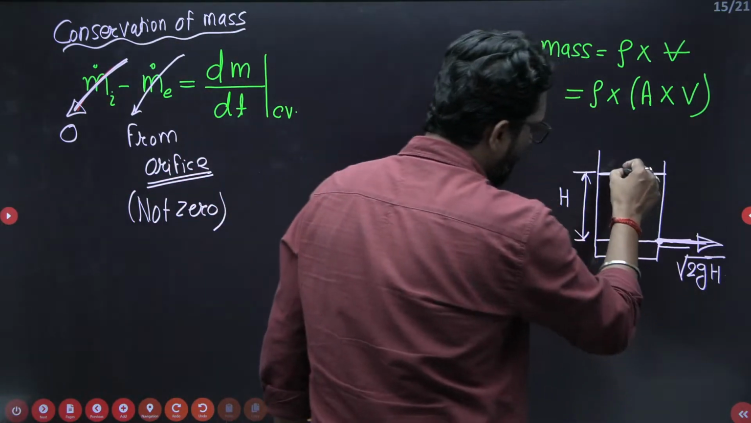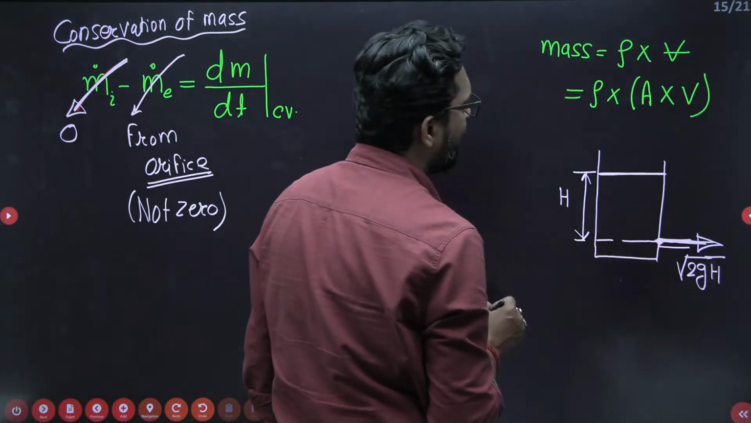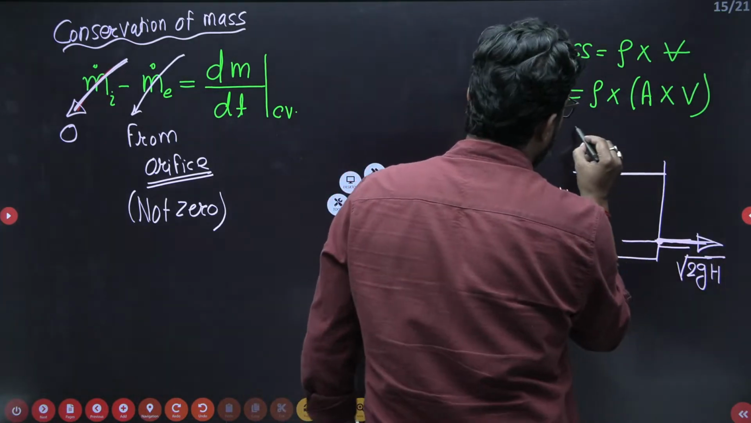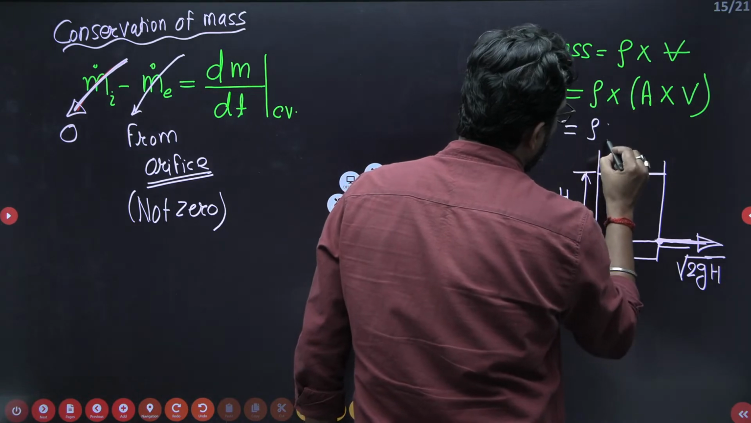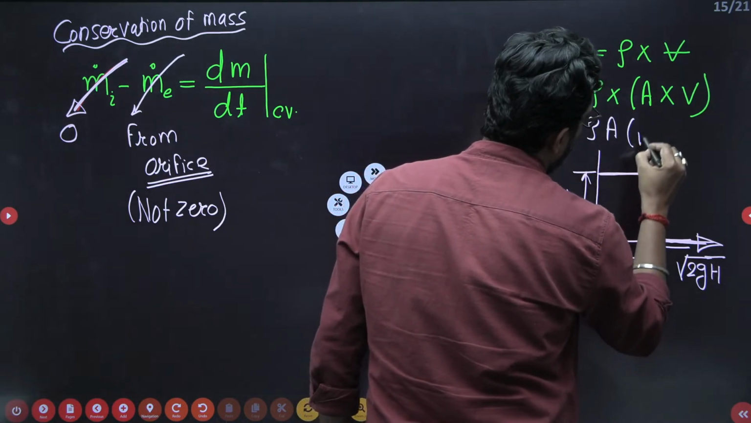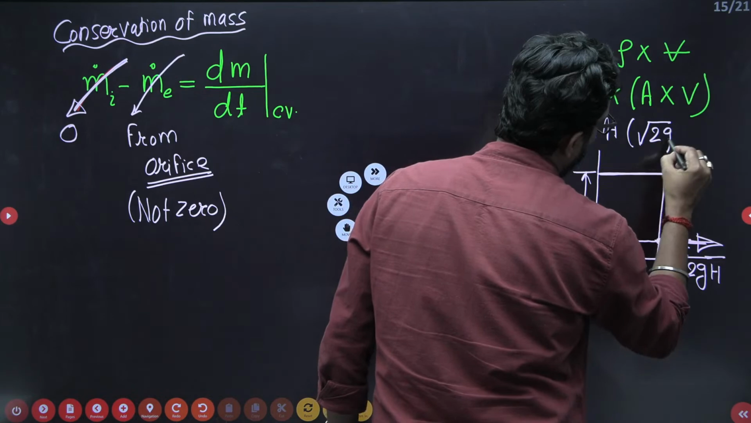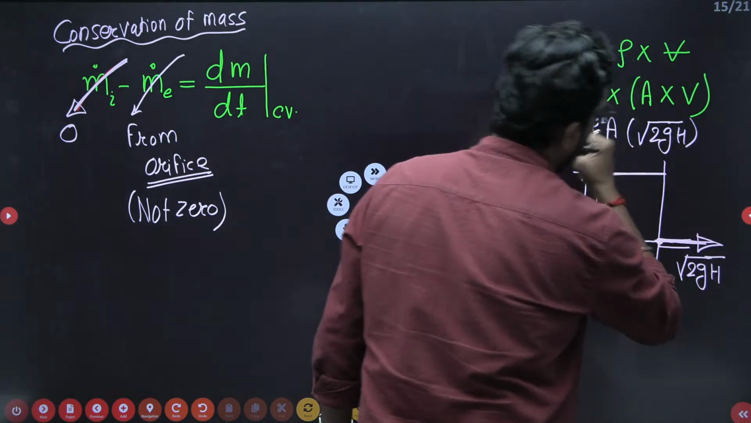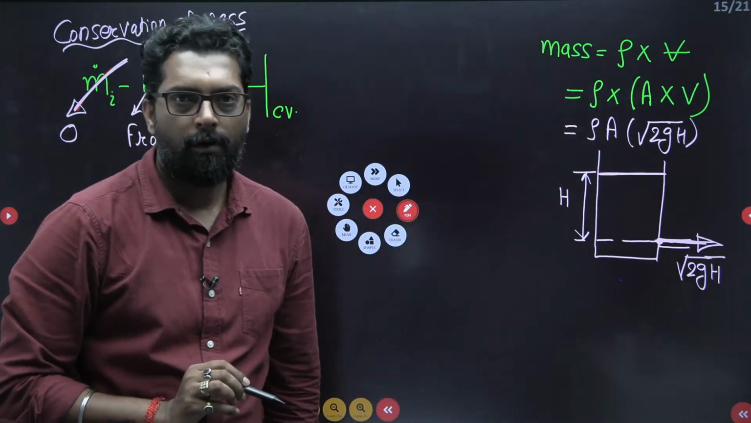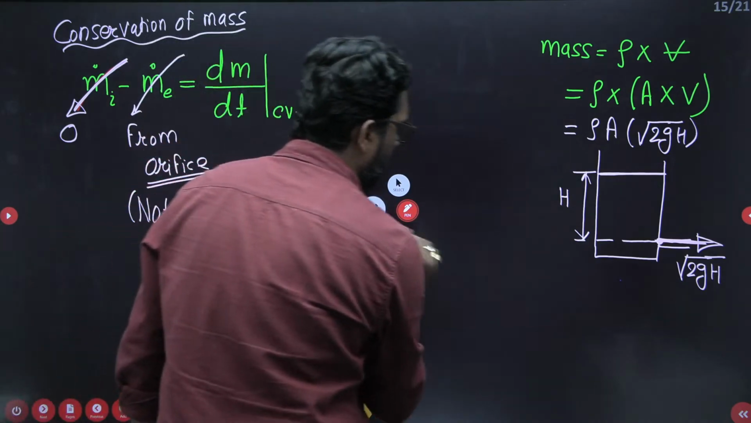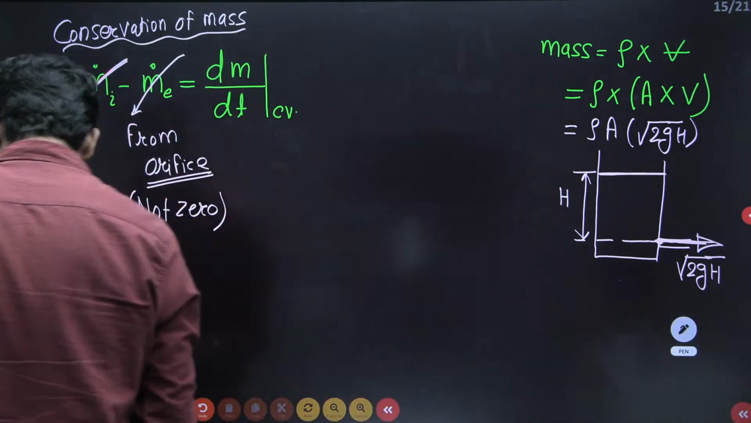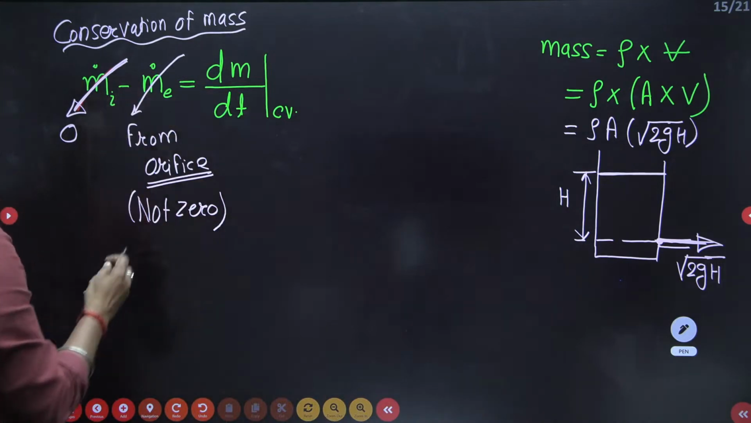So the potential energy is converted into kinetic energy. So this is the velocity. So what is the mass flow rate? Rho, area, into velocity, root 2gh. That's it. Okay. Now, my dear, you have to apply this equation.